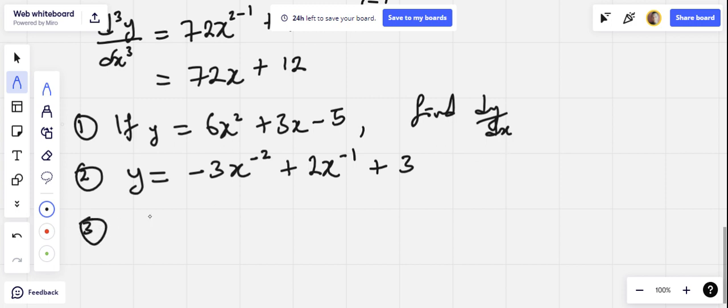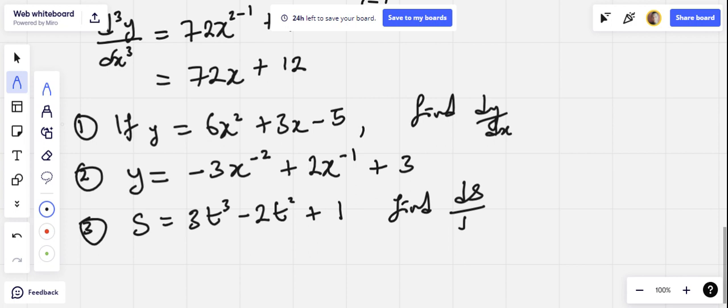Then number 3, if you have that s equals 3t raised to the power of 3 minus 2t raised to the power of 2 plus 1, find ds dt and what? The second derivative, d squared s dt squared. So do these 3. Pause the video, do these 3, and see what your answer will be.